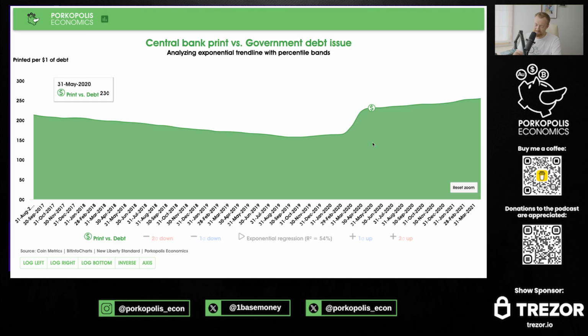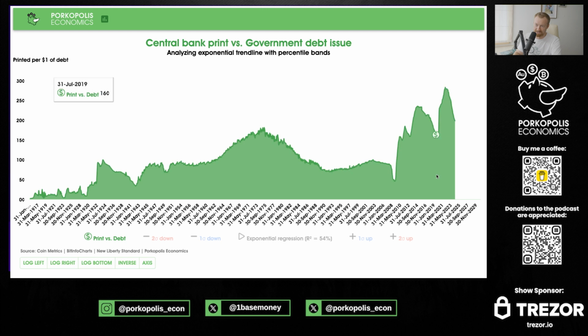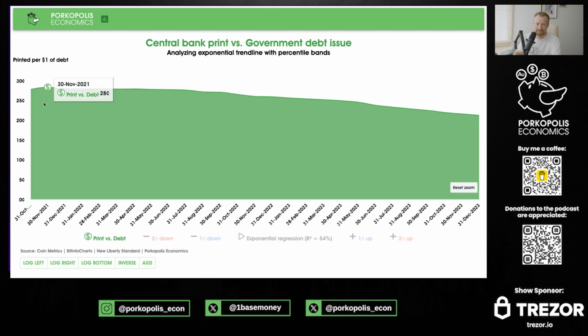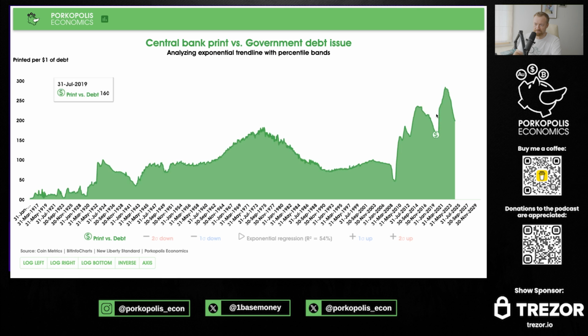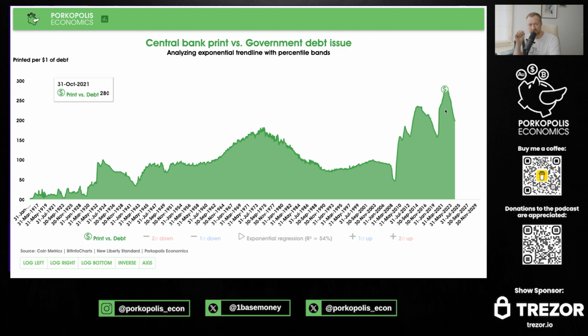COVID took off. Massive money printing. It rises up to 23 cents on the dollar, and it peaks here. Let's zoom in again. It's somewhere around November 2021 at 28 cents on the dollar. So during this period, October, November 2021, for every dollar of United States federal debt issued and outstanding by the Treasury, the Federal Reserve printed 28 cents.